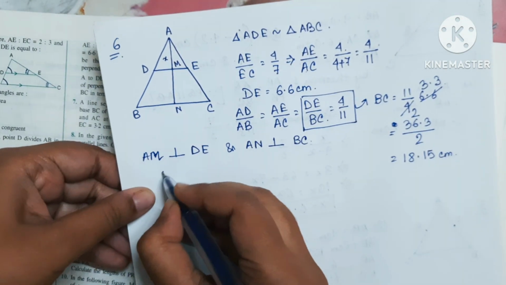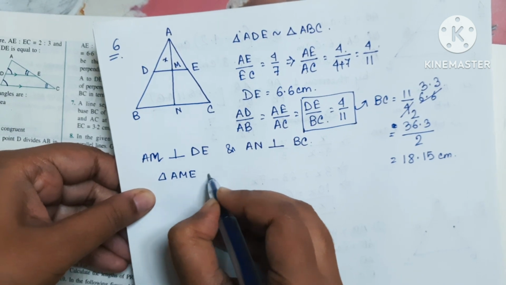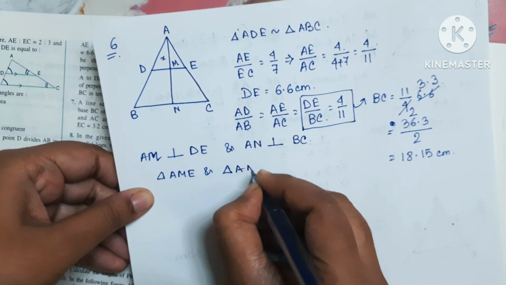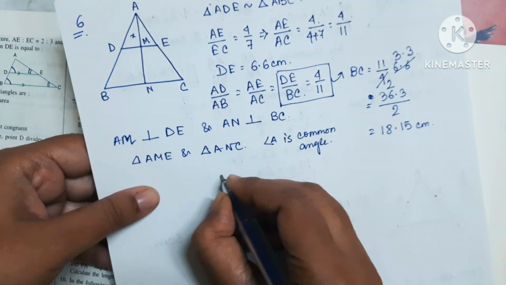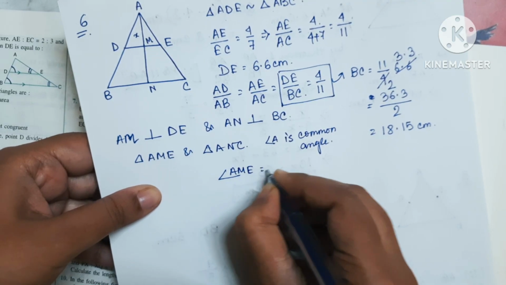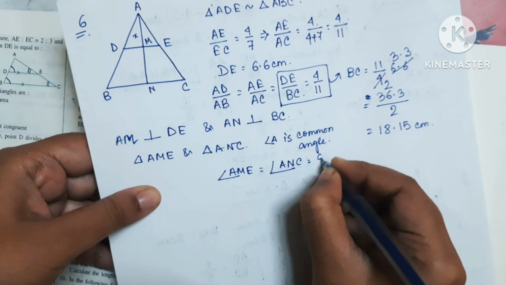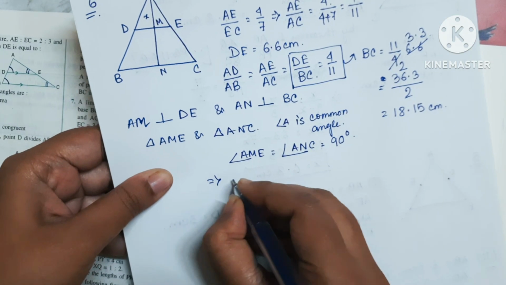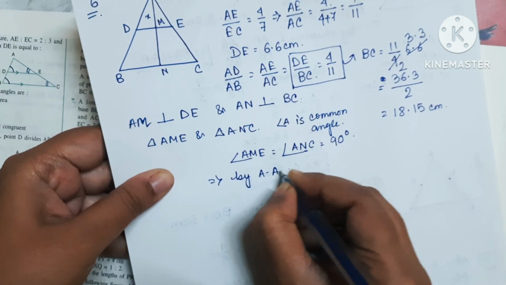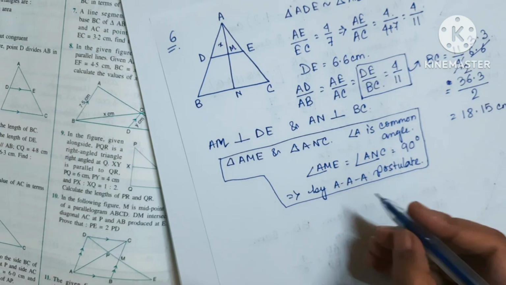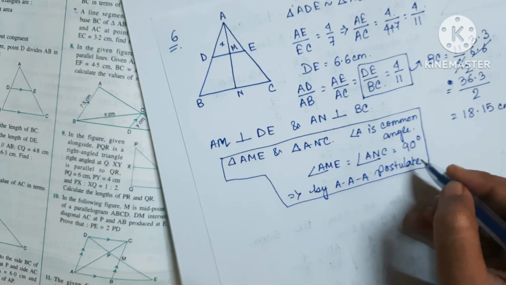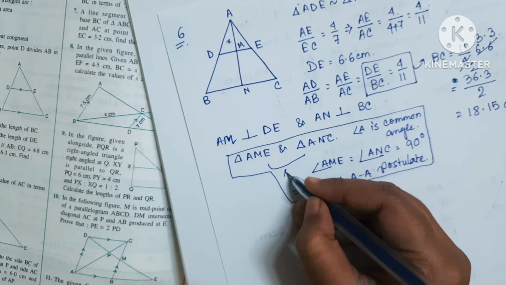See, triangle AME and triangle ANC: A is a common angle. Angle AME is equal to angle ANC, equal to 90 degrees. That implies, by AAA postulate, you can say these two are similar.